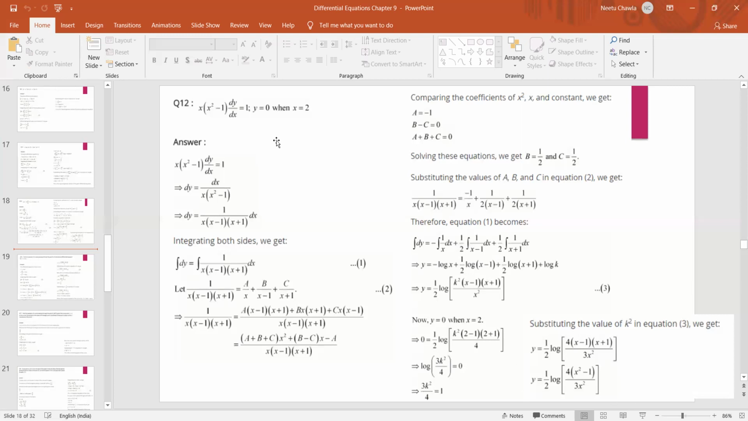So whenever it is given that at y is equal to this and x is equal to 2, it means we are not supposed to find only the general solution. We have to find the general solution, but after that we have to substitute those values and find the particular solution of that question.